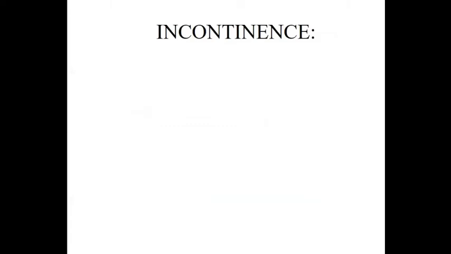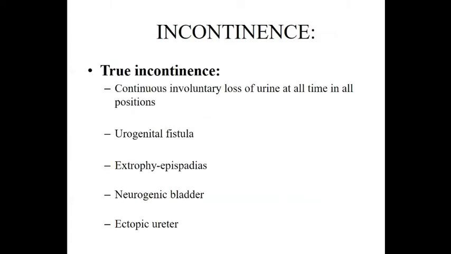The other one is incontinence. Incontinence is divided into true incontinence, stress incontinence, urgent incontinence, and mixed incontinence. True incontinence is the continuous involuntary loss of urine at all times in all positions. The common causes of this are urogenital fistula, which includes VVF, uterovaginal, and vesicovaginal fistula, exstrophy or epispadias, neurogenic bladder, or ectopic ureter.